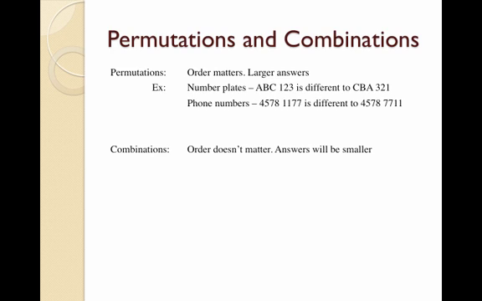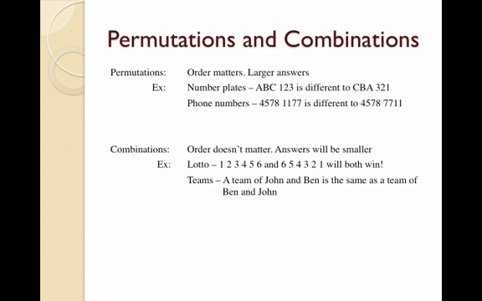With combinations, the order doesn't matter, so we need to exclude any combinations that use the same items just in a different position. The lotto example at the start of the video is an example of a combination problem. You'll win even if your numbers come up in a different order to the ones up on the screen. Also, when you're choosing teams, the order doesn't matter when choosing them, so these are combination questions.